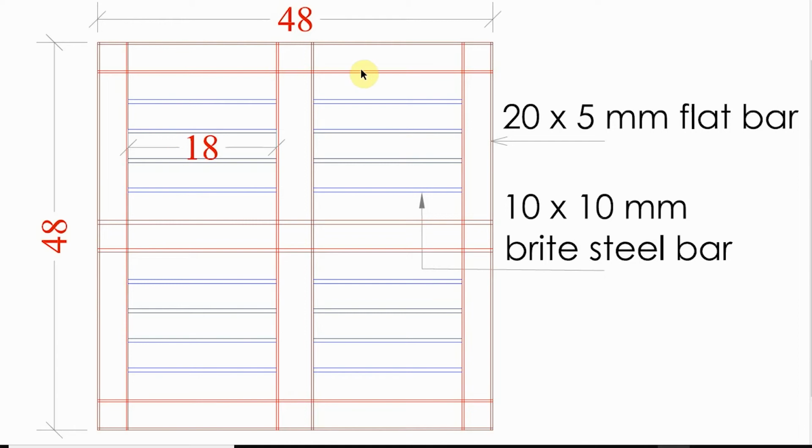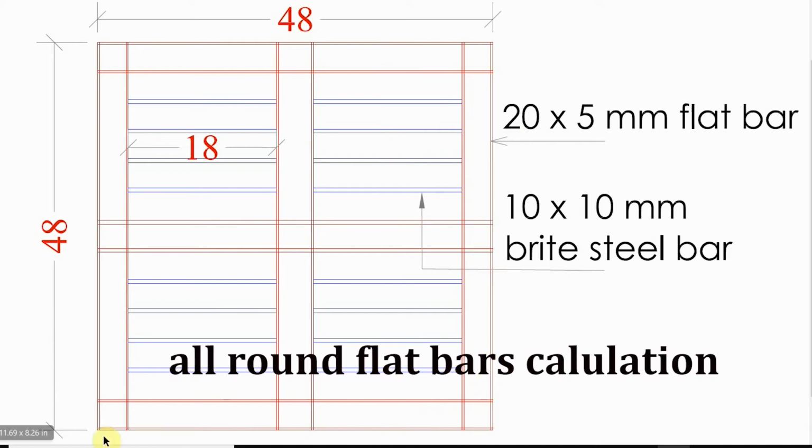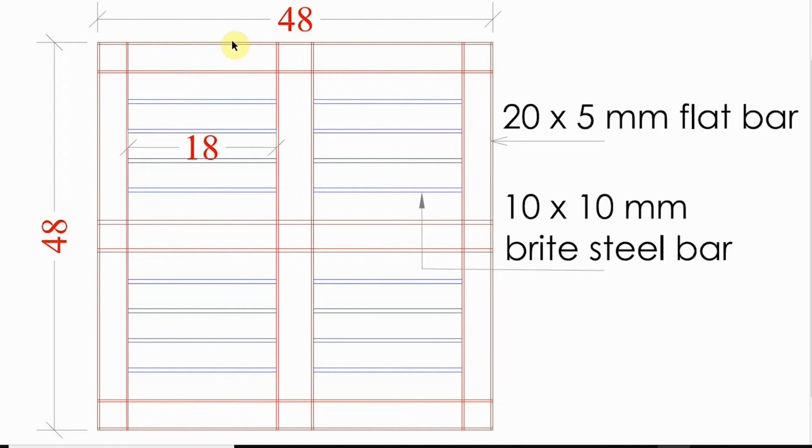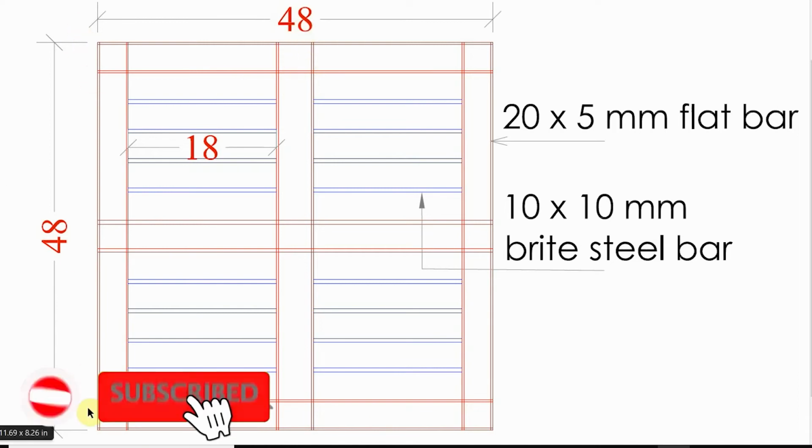So my first step is my design is frozen. This is a 20 mm by 5 mm flat bar all round. This is completely fixed with the windows. Wooden windows are directly fixed with the walls. So for that I am using the flat bars, and for the remaining I am using 10 mm by 10 mm bright rods. My length is around 4 feet and height is 4 feet. 1 foot is equal to 12 inches, so 4 into 12 is 48 inches, and this is also 48 inches.